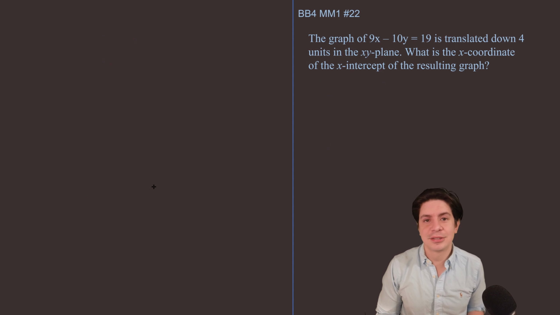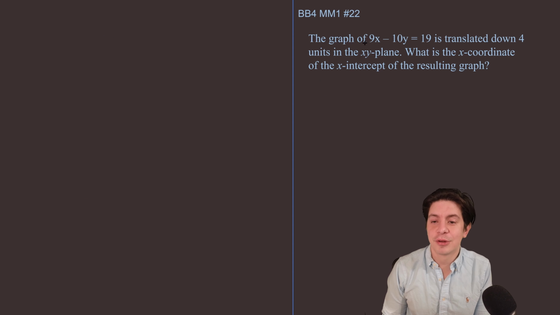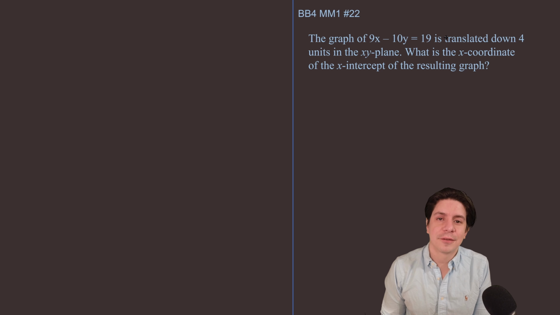All right, so here it is, our last one. Let's see how hard it is. The graph of 9x minus 10y equals 19 is translated down 4 units in the xy plane. What is the x-coordinate of the x-intercept of the resulting graph? So I'm going to isolate y. Then I'm going to plug that in and subtract 4 in Desmos, and that'll give me the x-coordinate.